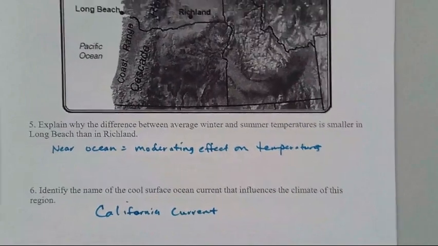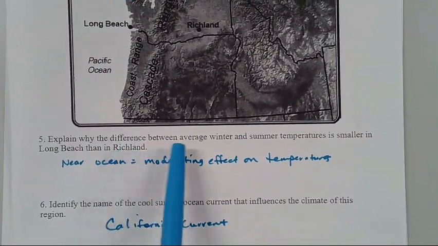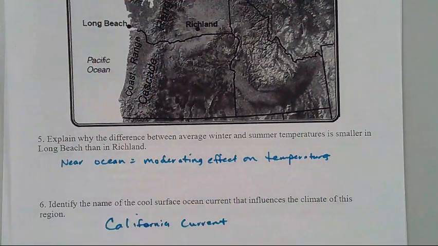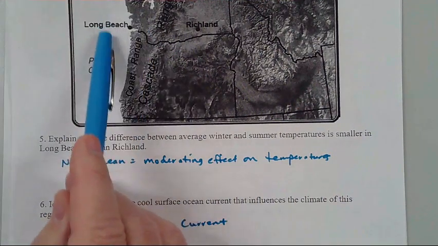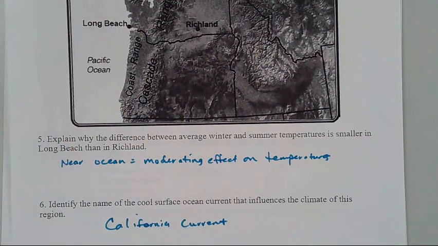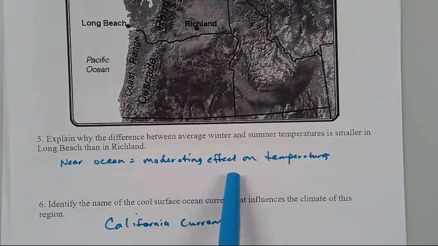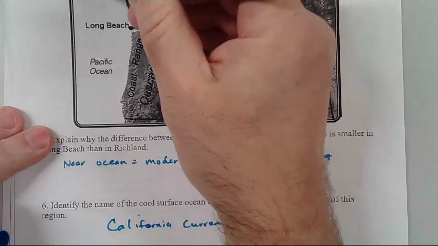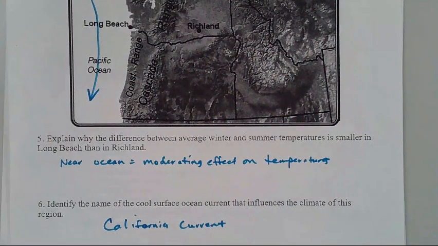And the last questions deal with this map, referring to the difference between average winter and summer temperatures being smaller in Long Beach. That sentence refers to a moderate climate. Locations on the coast tend to have moderate climates, so it's near an ocean, which has a moderating effect on temperature. And the current on this side is called the California current.